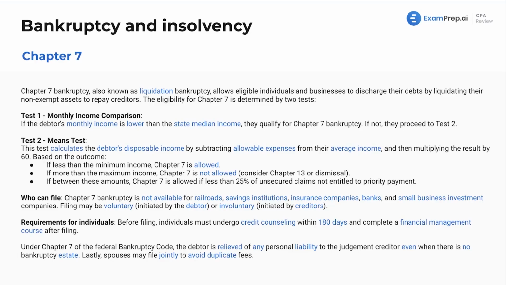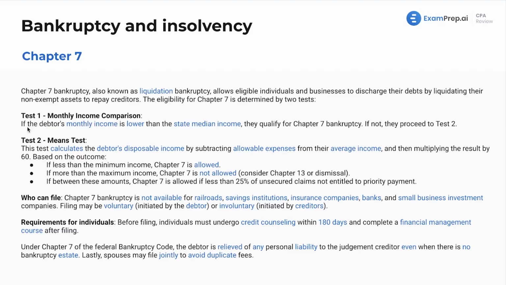All right, well, we kind of talked about the eligibility tests needed for bankruptcy, specifically here, Chapter 7 bankruptcy. We're going to have actual numerical examples on the next slide as well. Chapter 7 bankruptcy, also known as liquidation bankruptcy, is going to allow eligible individuals and businesses to discharge their debts by liquidating their non-exempt assets to repay creditors. We have two tests here that are going to help us to determine if the individual or the entity is eligible. First is the monthly income comparison test.